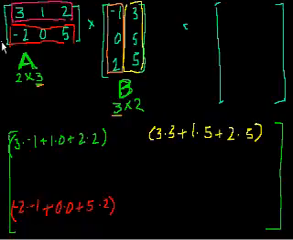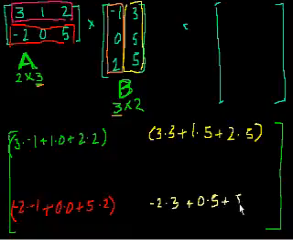And now we're going to multiply this bottom row, because we're in row 2, column 2. So it's minus 2 times 3 plus 0 times 5 plus 5 times 5. And then if we simplify it, let's see, minus 6 plus 0 plus 25. So this, if my math is correct, simplifies to 19.